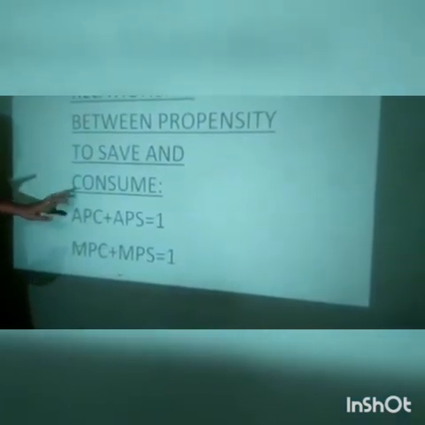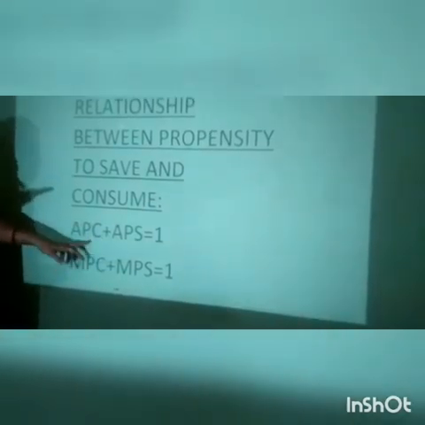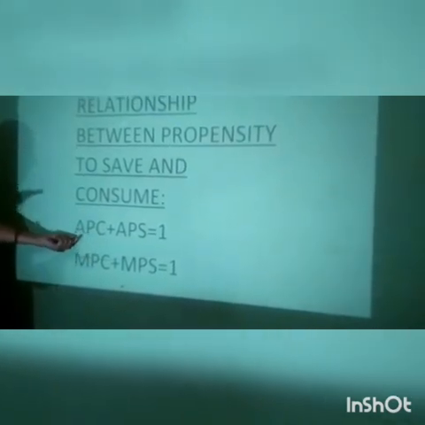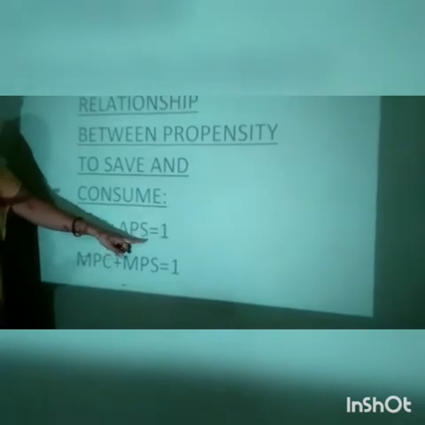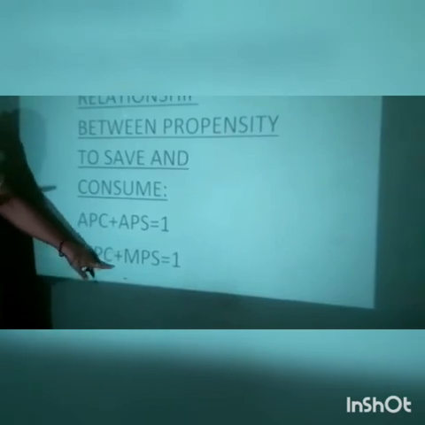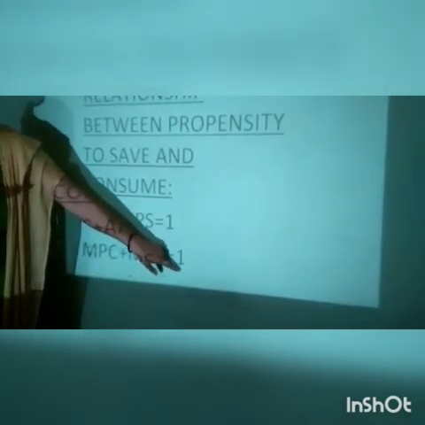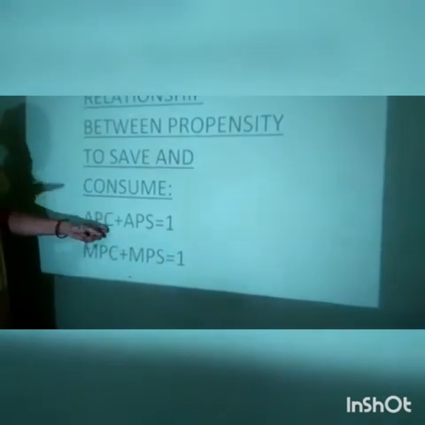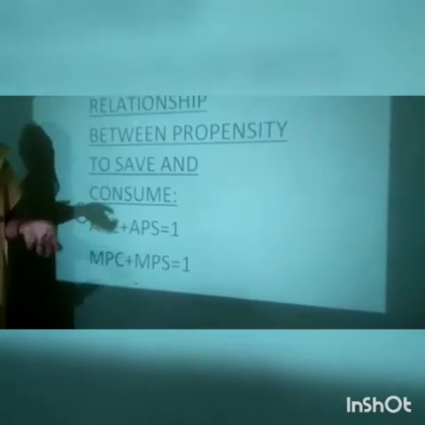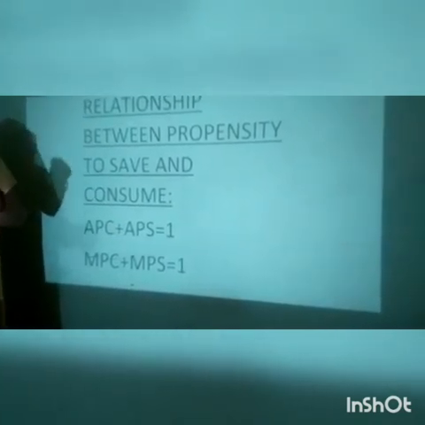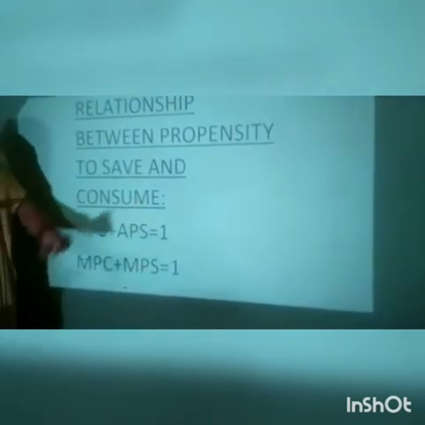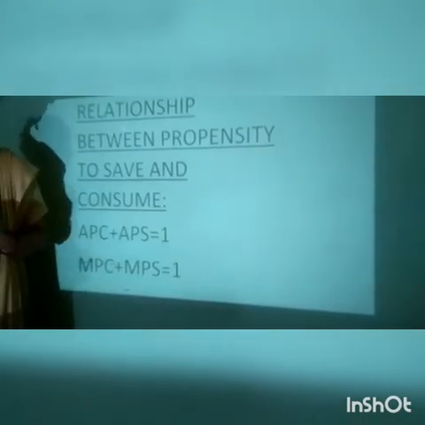What is the relation between propensity to save and propensity to consume? The two concepts we have studied, average propensity and marginal propensity. So average propensity to consume plus average propensity to save is equal to 1. And similarly, MPC, marginal propensity to consume, plus MPS, marginal propensity to save, is equal to 1. This happens because consumption and saving in totality make income. Clear? Means income has two parts, consumption and saving. When consumption plus saving becomes income, then APC plus APS is equal to 1 and MPC plus MPS is equal to 1.